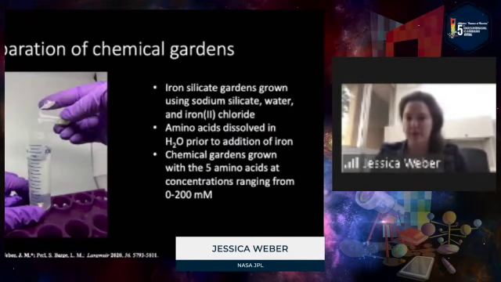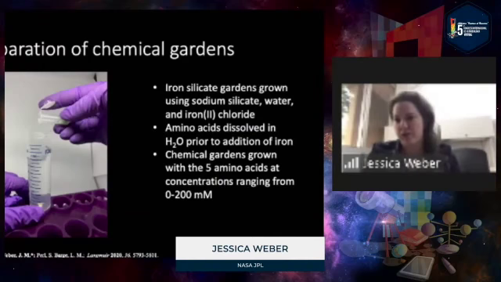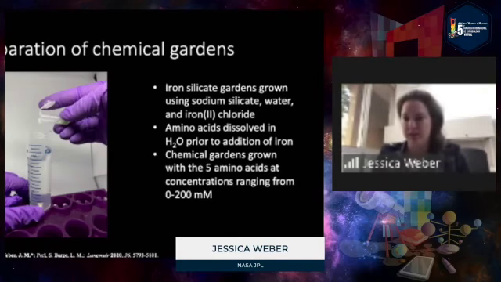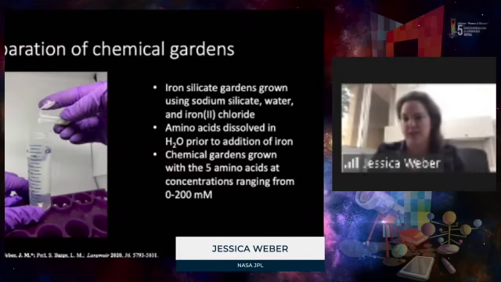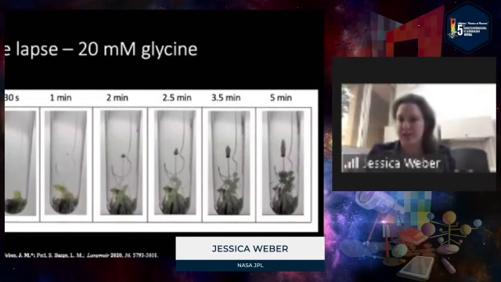In order to prepare the chemical gardens, we created a solution of water and silicate, and then added our iron. We dissolved the amino acids in the water prior to addition of the iron, and we tested a number of concentrations ranging from 0, our controls, to 200 millimolar concentration. So here's just an example of the chemical garden's growth. This was grown with the presence of 20 millimolar glycine.